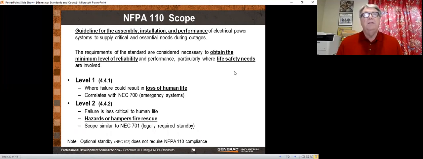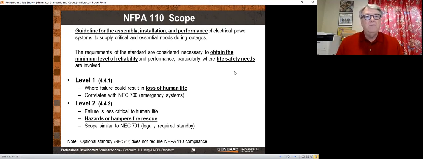Now, NFPA 110 is not nearly as large as the National Electrical Code, but the National Electrical Code only has a small portion of it devoted to generators, whereas NFPA 110, the entire thing is devoted to generators. So there's really more requirements and information by far in NFPA 110 than in the National Electrical Code. So let's take a look at level 1 and level 2. Again, they do it this way to make sure that you're properly confused.